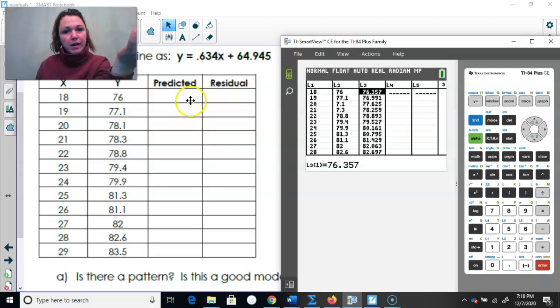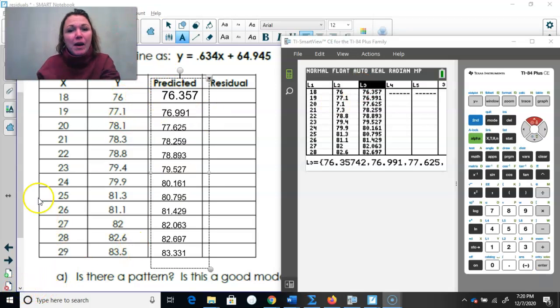So what I want you to do right now is fill that out on your notes. I'm going to pause the video right now and do that as well. For example, when x is 18, the predicted y is 76.357. Okay, so let's do that now. Take your calculator and fill out what each one is. Okay, guys, so now we have all of our predicted.